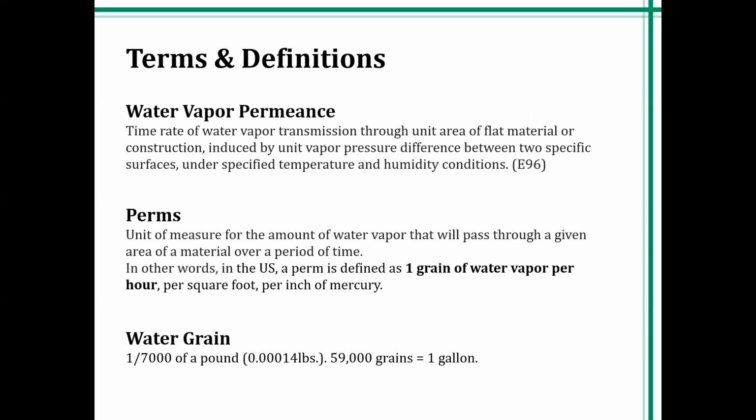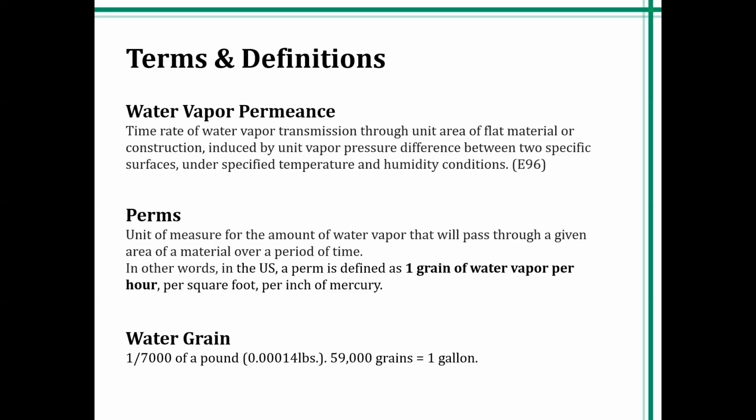Water vapor permeance is the time rate of water vapor transmission through the unit area of a flat material or construction, induced by a unit vapor pressure difference between two specific surfaces under specified temperature and humidity conditions, again measured by E96. The term perms is the unit of measure for the amount of water vapor passing through a given material over a period of time. In other words, the U.S. perm is defined as 1 grain of water vapor per hour per square foot per inch of mercury. What's interesting about this definition is that it takes 59,000 grains of water to equal 1 gallon of water.